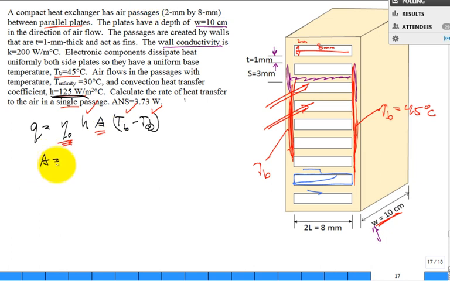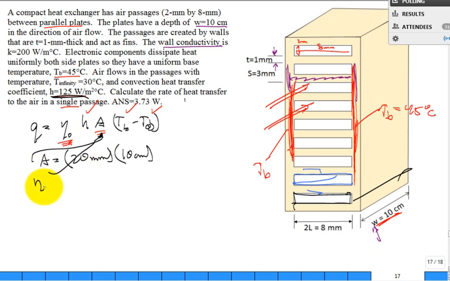What is that area? The area is going to be: I go 8 millimeters, up 2 millimeters, 8 millimeters, down 2 millimeters. That's going to be my perimeter for that channel. That's going to be 8 plus 8, 16 plus 2 plus 2. That'll be 20 millimeters times, going back, 10 centimeters. And I'll turn that into meters squared. So I've got this area, right? Now it's just this overall efficiency.